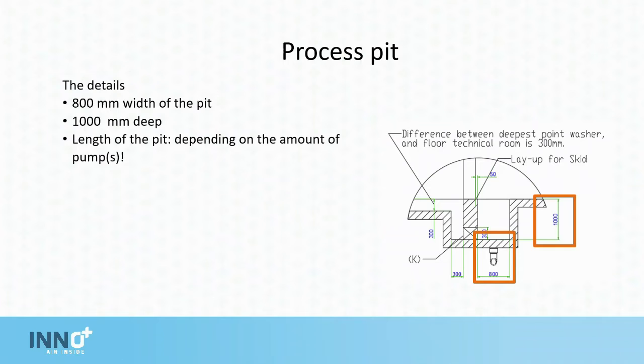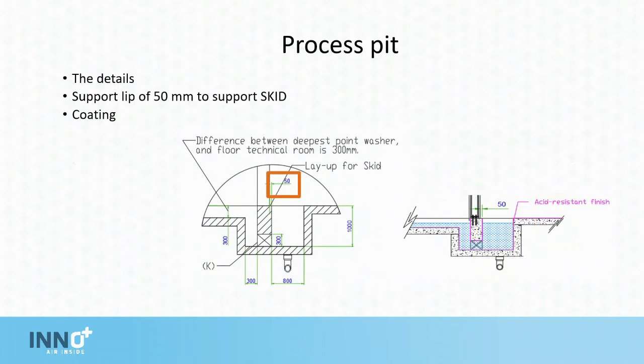The width of the pit is always 800 mm and 1000 mm deep. The length of the pit depends on the number of pumps that you will have. The number of pumps depends on the size of the scrubber. You will need a 15 mm lip to support the skid, and the floor and the walls of the pit should have a coating.